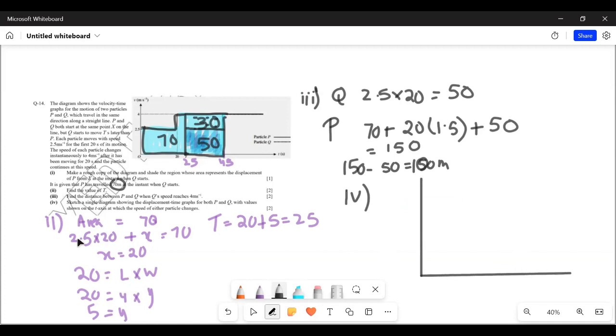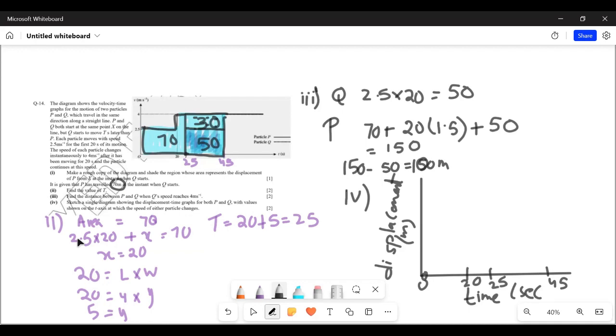Okay. However, we're going to use the word displacement on the y-axis in meters, time in seconds, and they're saying that you have to show the displacement at all of these points: 0, then 20, then 25, and then 45. Because it says sketch a single diagram showing the displacement time graph for both P and Q with values shown on the t-axis at which the speed of either particle changes. Okay, so let's start with P.